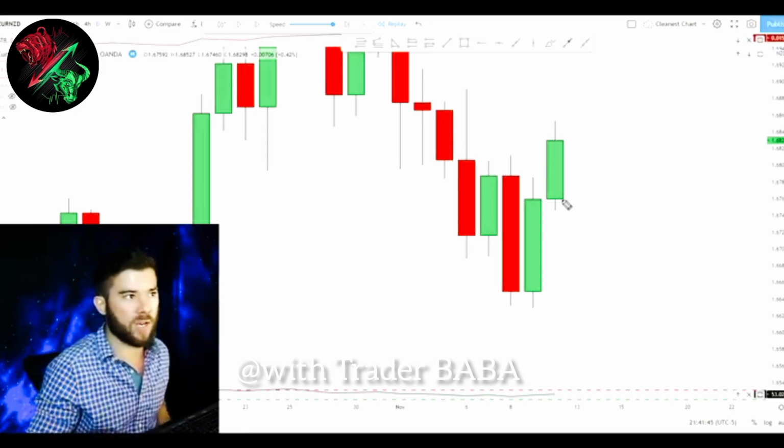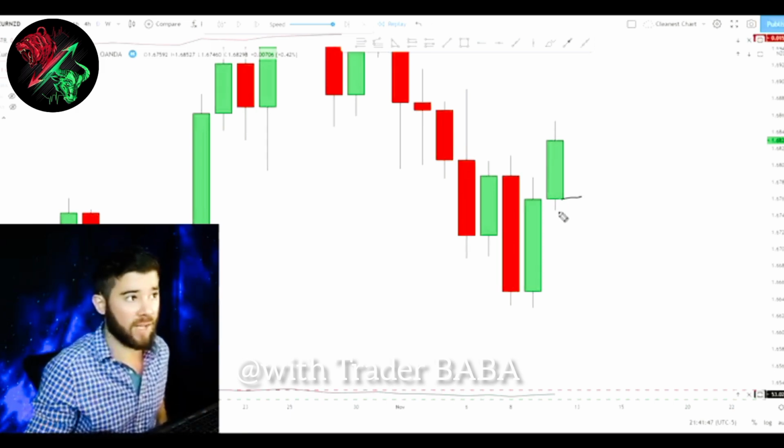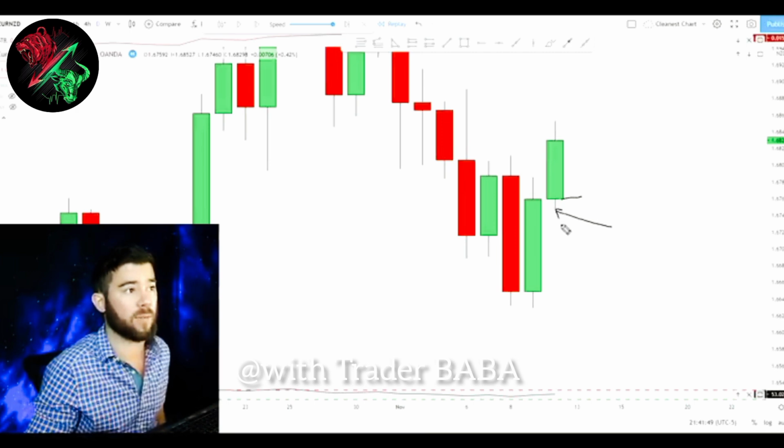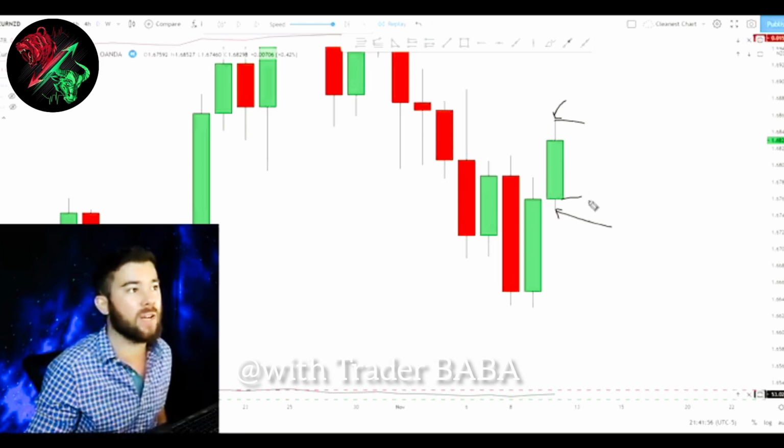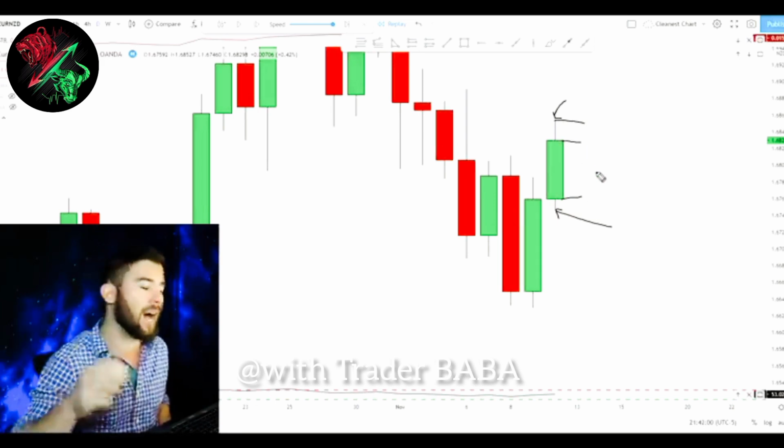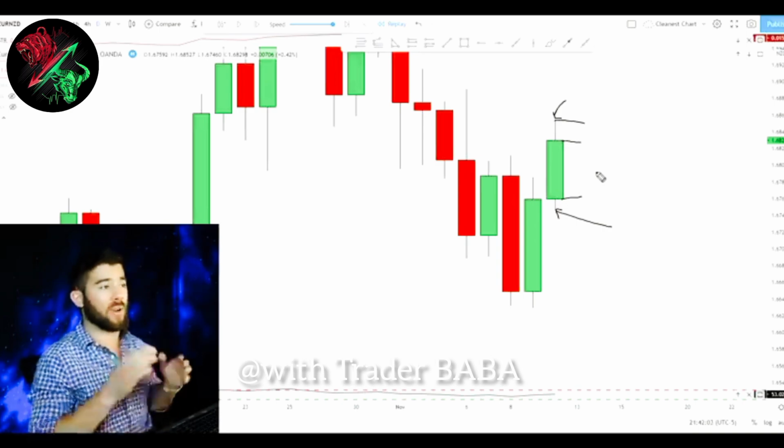It represents price opening right here at the beginning of the day. The lowest price that price got to is the bottom of this wick. The highest price that price made during that 24-hour period is the top of the wick right here. And the close of that day is the top of the body of that candle. The opposite is true for a red candle. So now that we have that, let's move on to how we can use a large amount of these candles in order to identify a trending market and make accurate trading decisions.